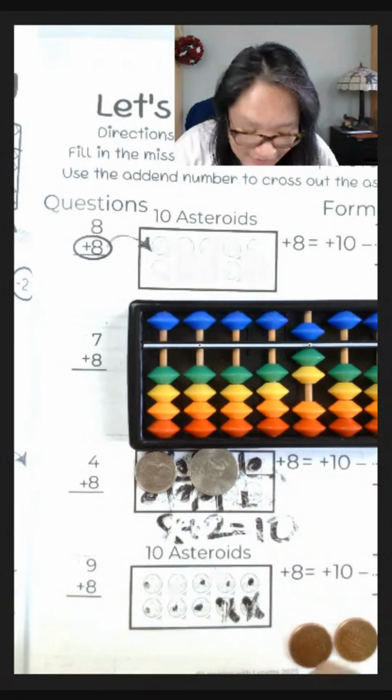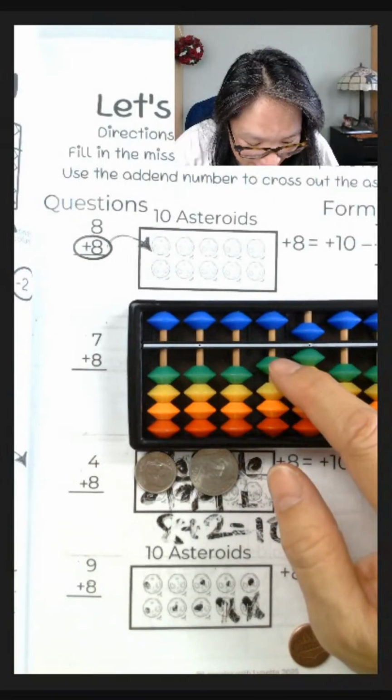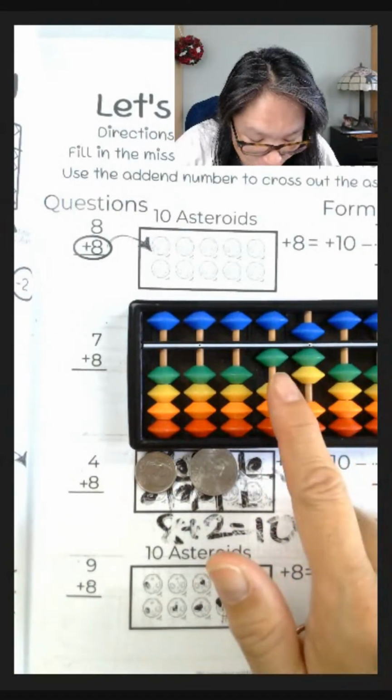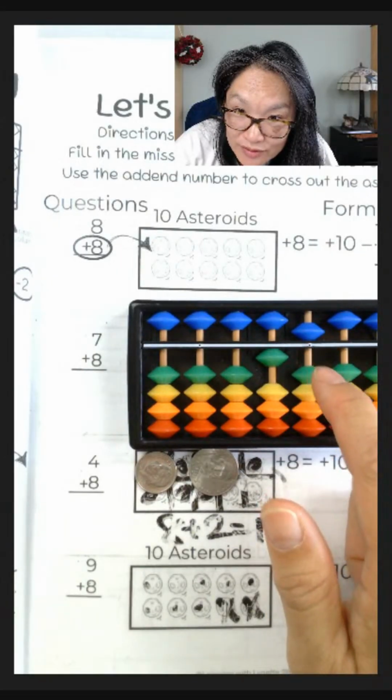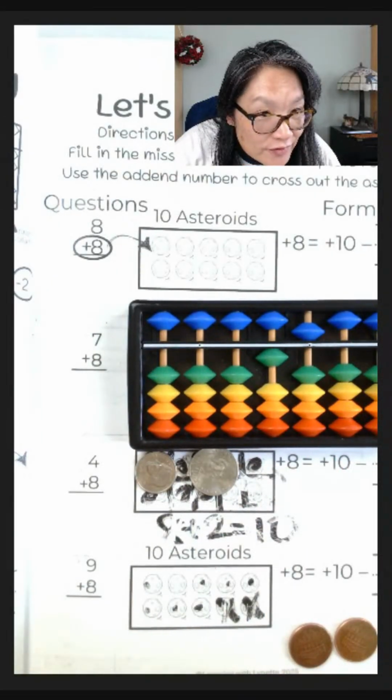And that's it. I can show you on my abacus. I add 10, 1, 0. That's too much. I take away 2. So my final answer is 15.